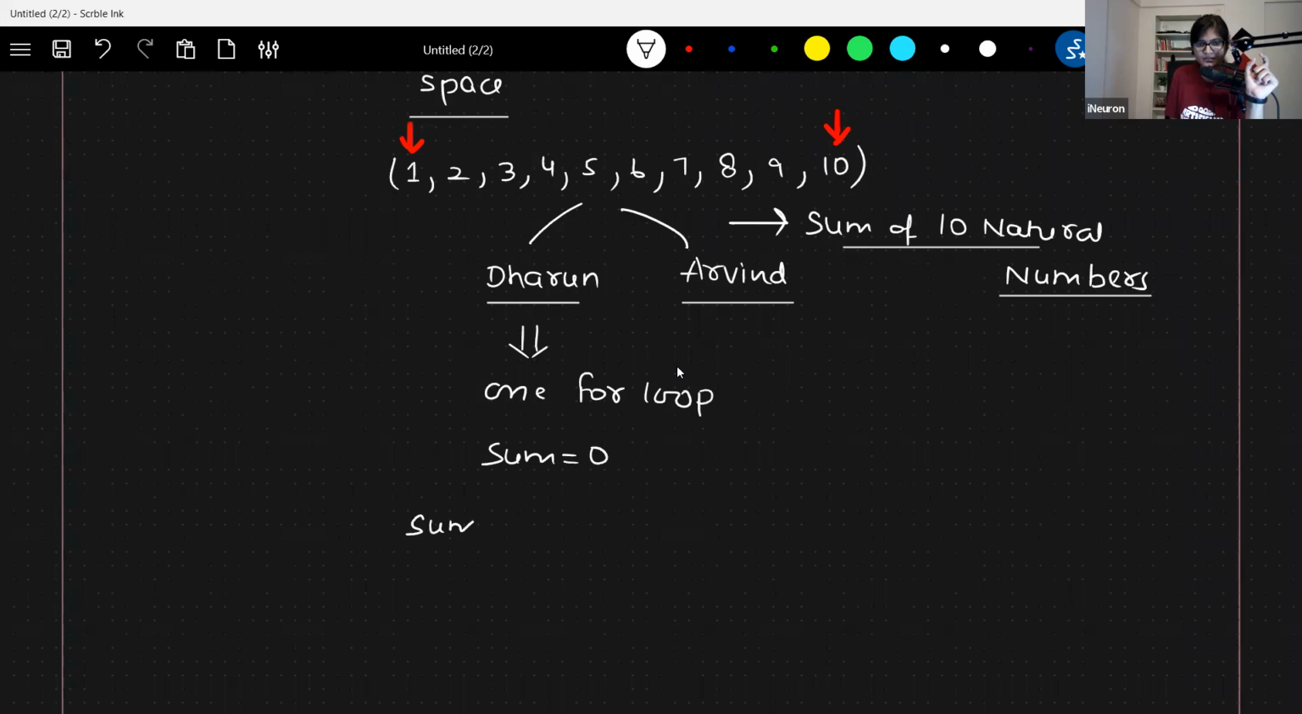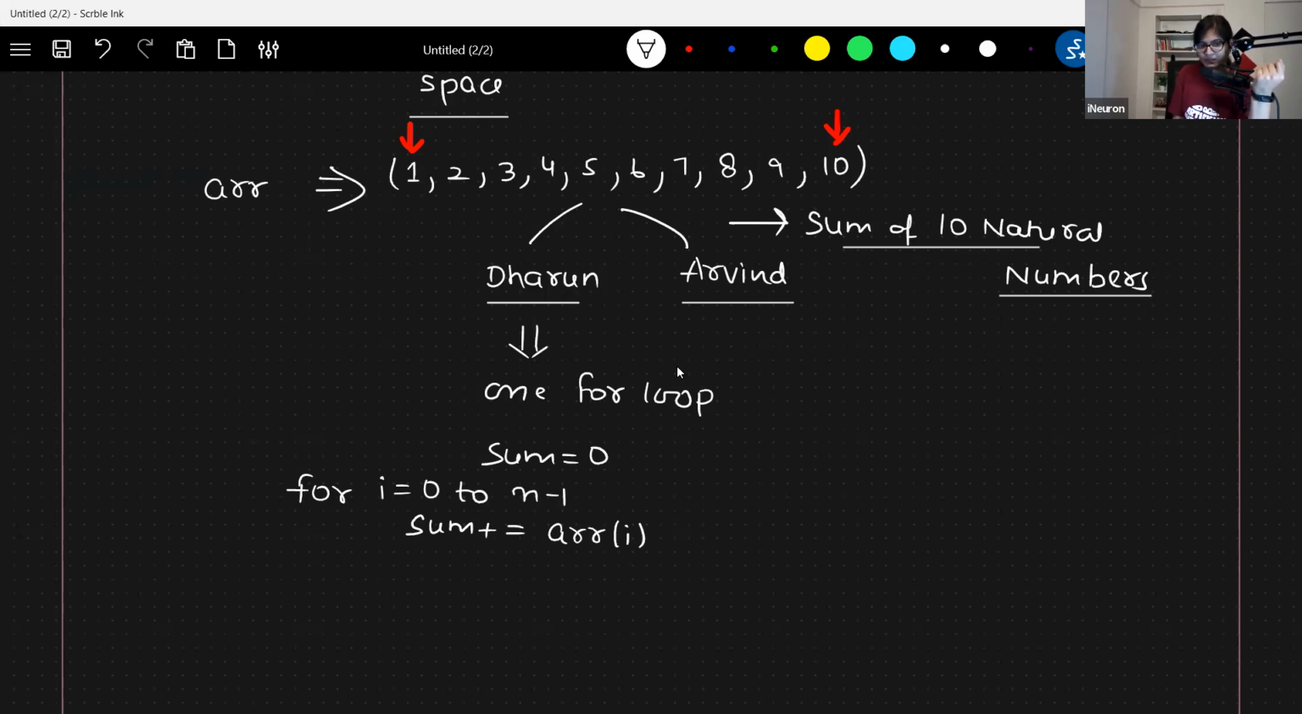And now when my loop keeps on moving, I will just keep on adding the numbers. So sum plus equals, suppose you are storing it inside one array, so you are saying arr of i. Simple. I am saying it's very fine. So basically he is using one for loop whose value will start from 0 and he is moving until the value of n minus 1. This is one way. So with the help of this, I got the correct answer. So in the test case, the answer is correct.